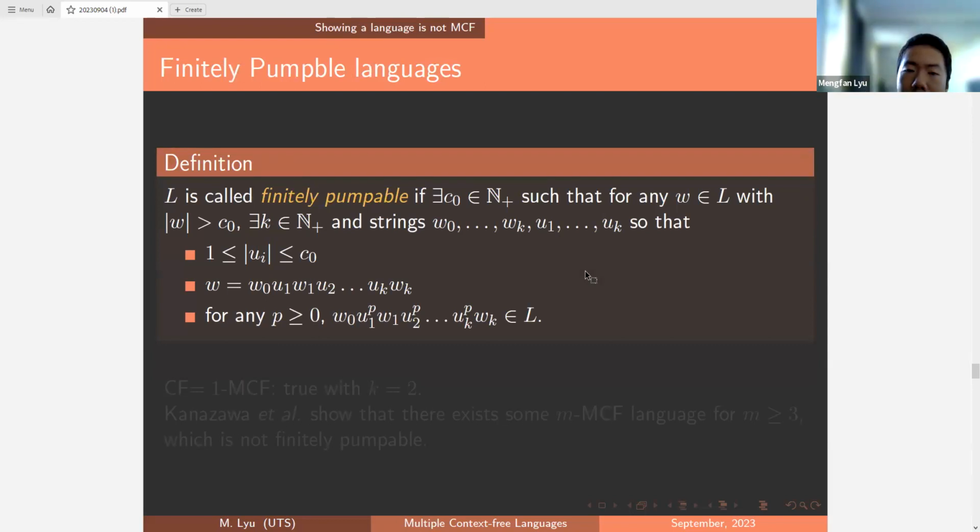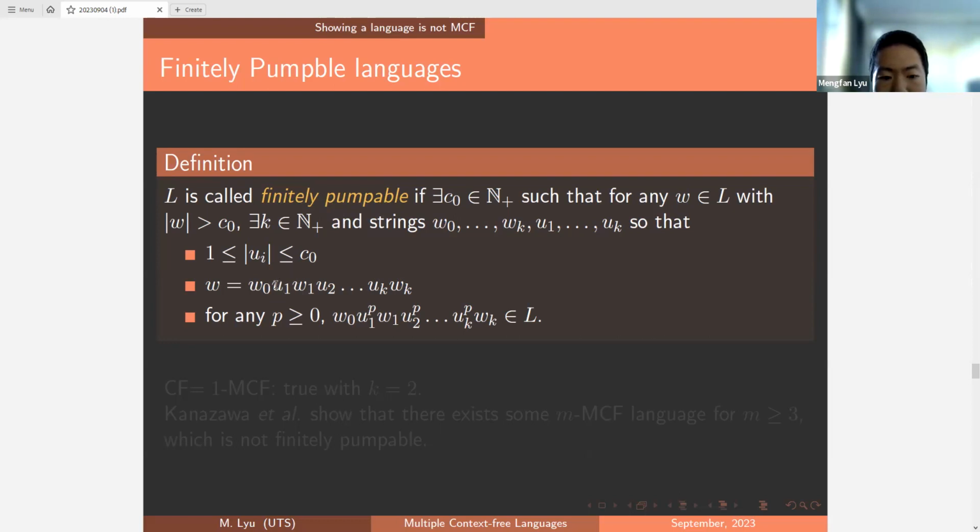And then let's talk about how to show a language is not multiple context free. There are several different methods. So the first idea is to use the pumping lemma we talked about before. There is a definition called finite pumpable. We call a language finitely pumpable if for any word in this language, we can cut it into 2k plus 1 pieces.